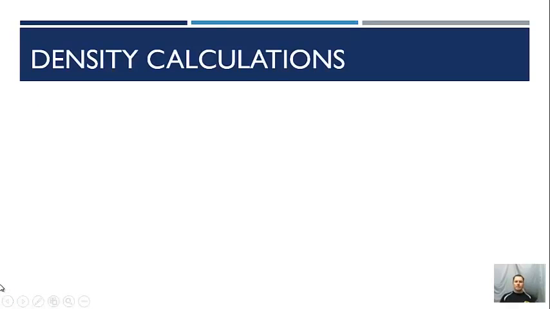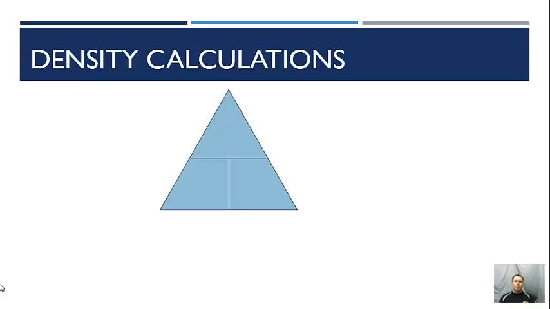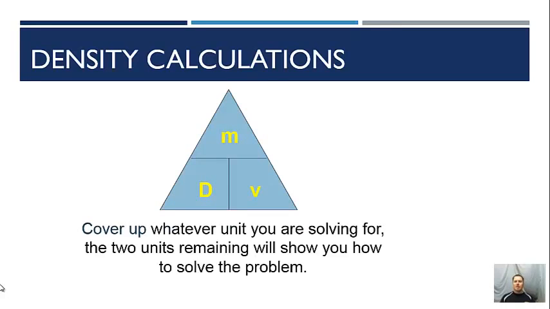Okay, let's talk about how we do our density calculations. We said density equals mass divided by volume. So what we use, and hopefully you've seen this before, is what we call the density triangle. Density is equal to mass divided by volume. And how you use this is this. You're going to cover up whatever unit you're looking for, and the other two units are how you're going to solve it.